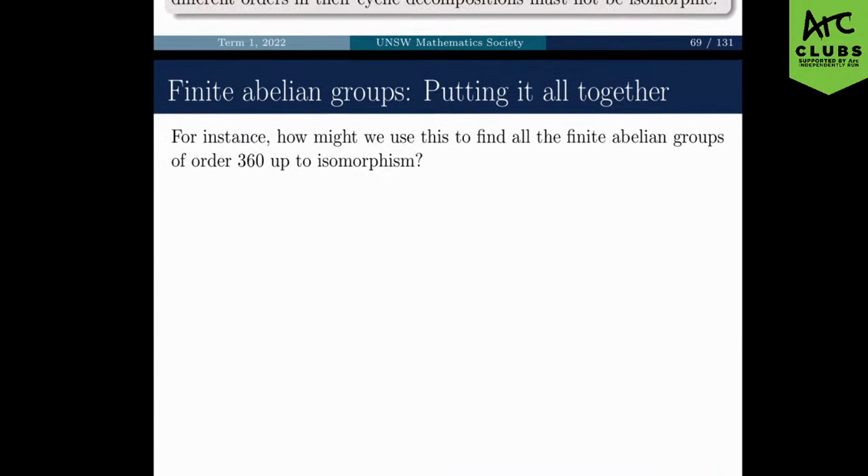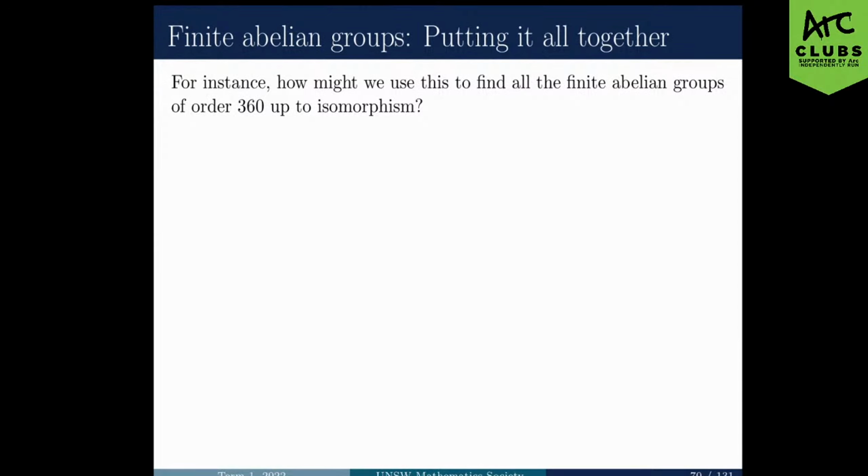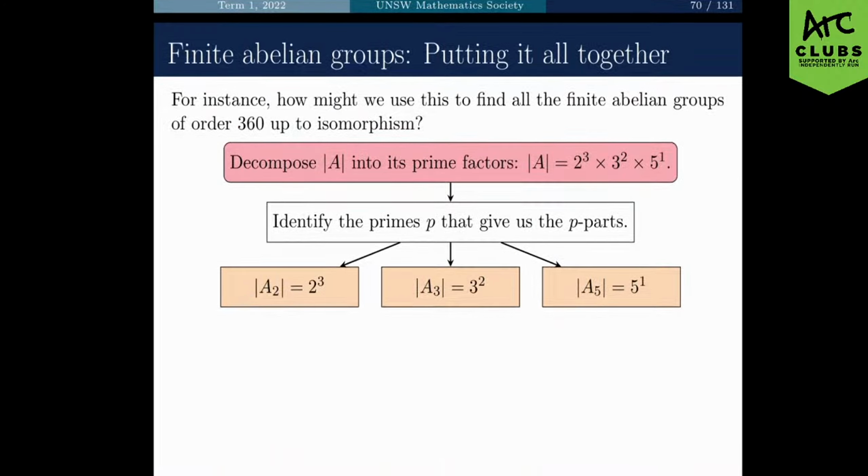Right, so let's put it all together though. How would we use this to find all the finite abelian groups of order 360 up to isomorphism? And this is a very common type of question, because basically what we're looking at is how do we take any abelian group of order 360 and break it down into its p parts and then subsequently its cyclic groups. So what we do is we say, let's take all the p parts, or the prime factors of A. In this case, we've got 2, we've got 3, we've got 5. And what that means is that we've got a 2 part, a 3 part, and a 5 part. And that's the first step over here. Identify those primes that give us the p parts.